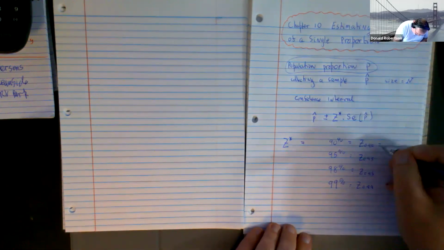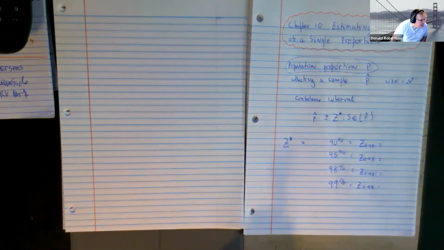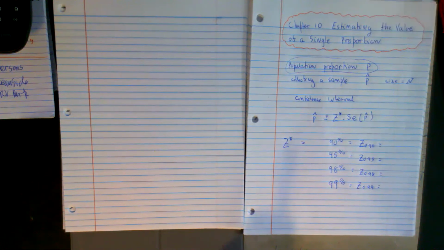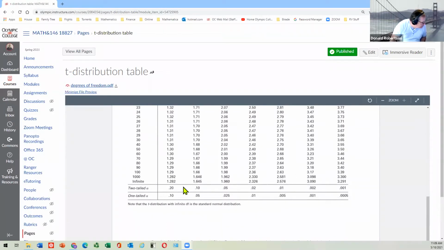Now these guys, these magic z-scores, can be found by using the t-distribution table with an infinite degrees of freedom, which I'm going to show you where they're hiding. Because one of the questions I noticed that wasn't done so well was you weren't using the right magic z-score. So hopefully you're looking at the t-distribution table. This guy here. Now, if you scroll down to the bottom here, you see the guy that says infinite? Here he is here.